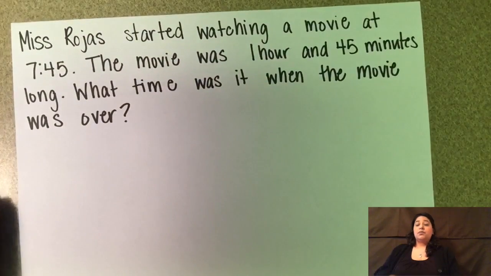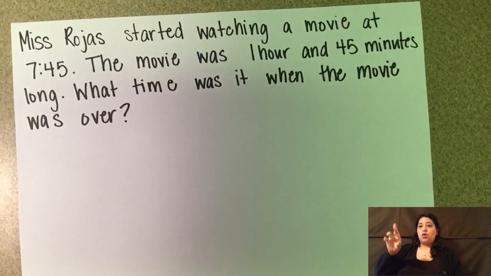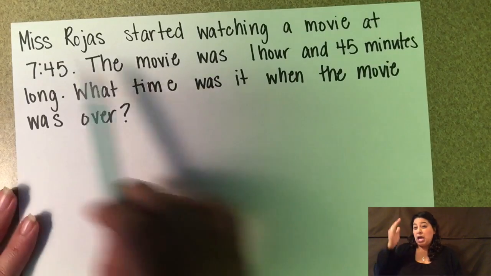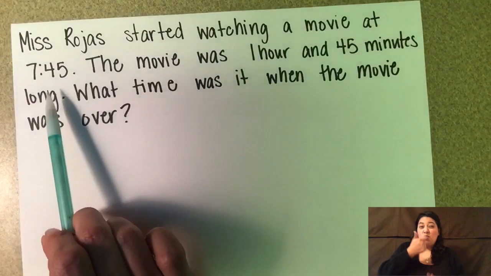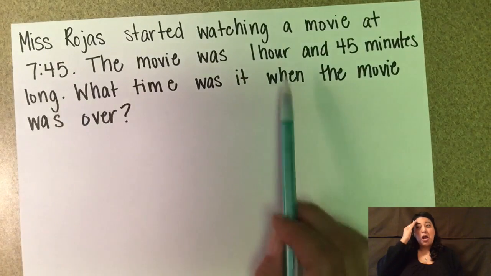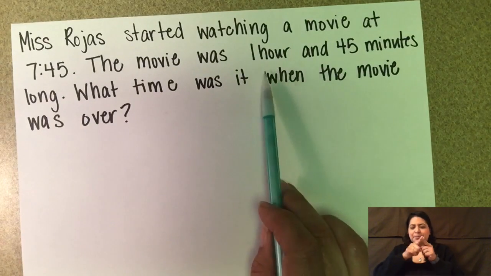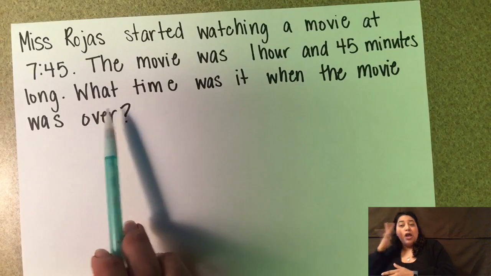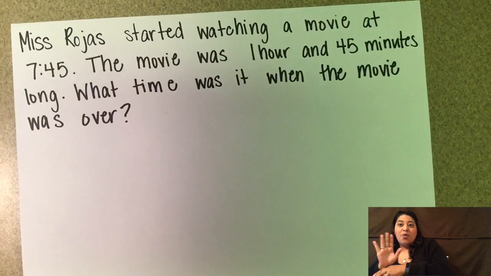Okay, so now I have Miss Rojas. And Miss Rojas started watching a movie at 7:45. The movie was 1 hour and 45 minutes long. What time was it when the movie was over? Okay, so what do I know? Well, I know that Miss Rojas started watching a movie at 7:45. I know that the movie was 1 hour and 45 minutes long. What do I not know? I don't know what time it was when the movie was over.